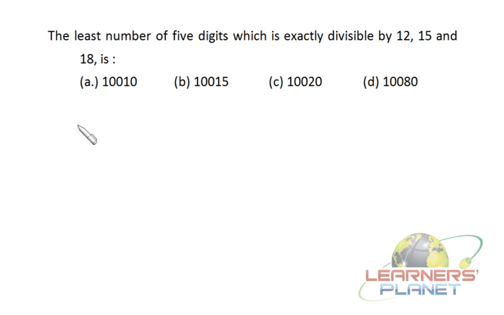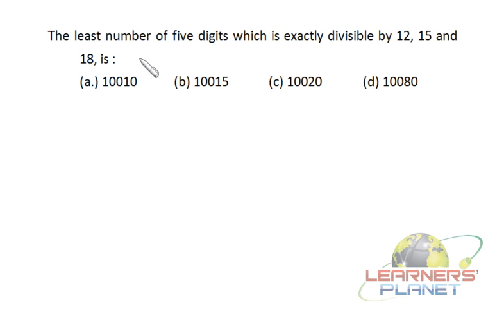Now let's see this problem. The least number of 5 digits which is exactly divisible by 12, 15 and 18. Now we have to find the LCM of 12, 15 and 18. Then any multiple of this LCM which has 5 digits will be the answer. But friends, we can even go by elimination of options.